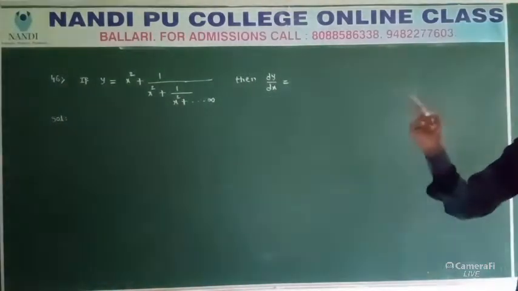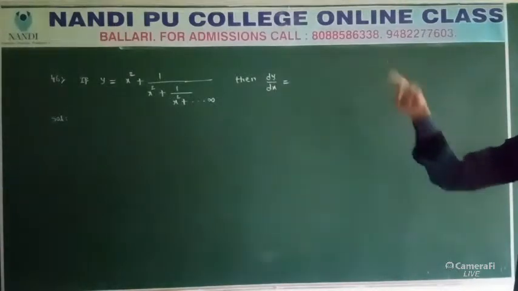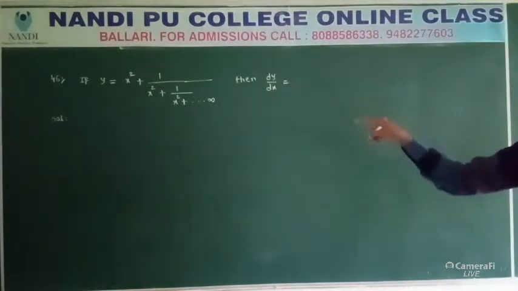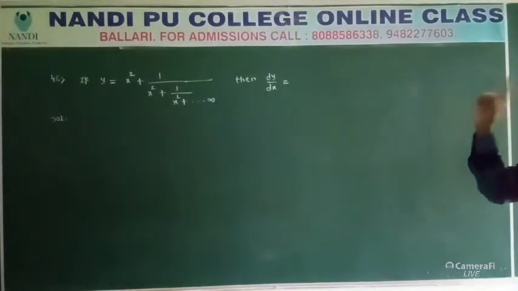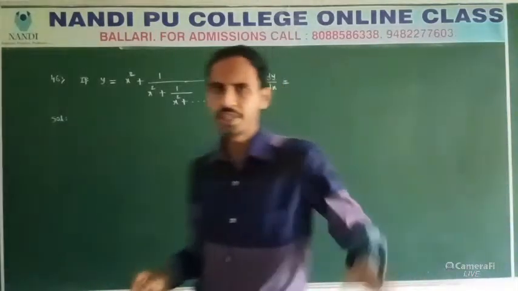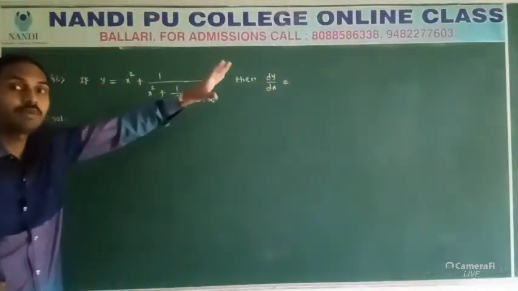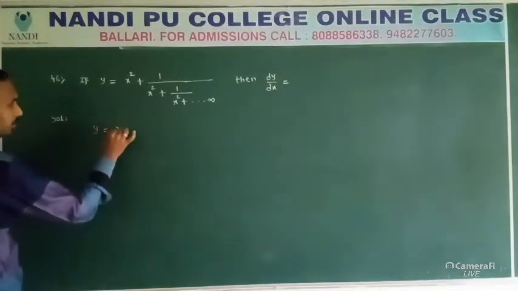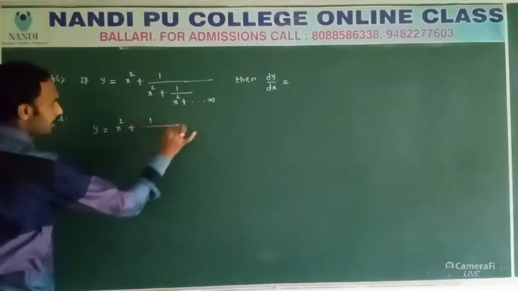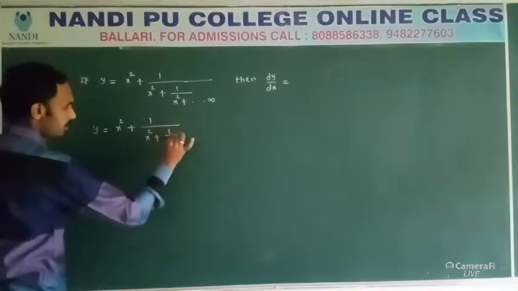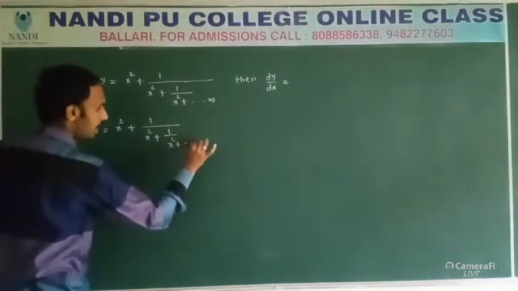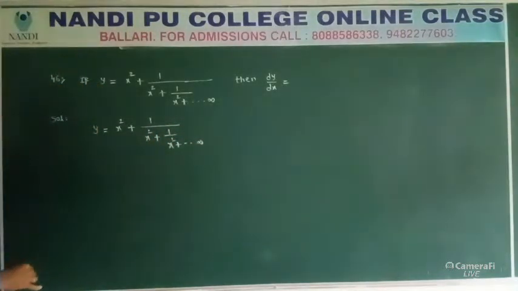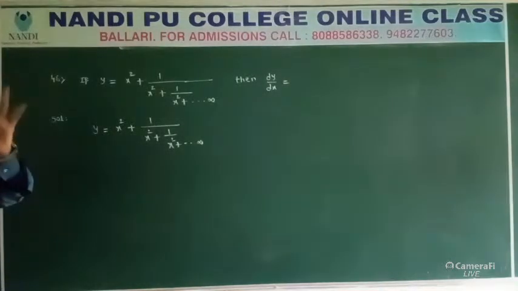If y is equal to x square plus 1 by x square plus 1 by x square and so on to infinity, then dy by dx is equal to, here one function is given, what is the derivative of this function? Write the given function. I will do two methods: if you forgot the formula, how to do it, and if you have the formula, how to do it.